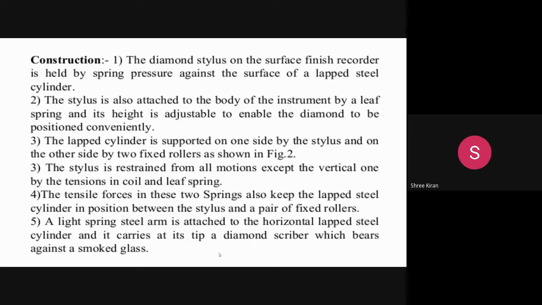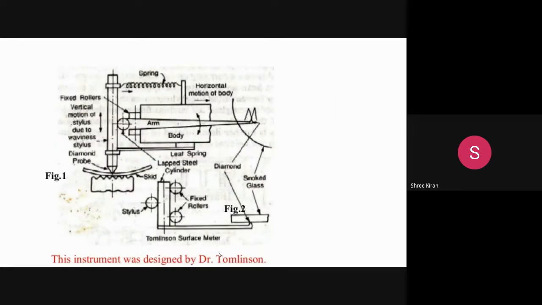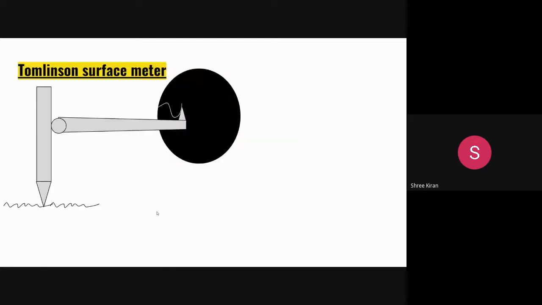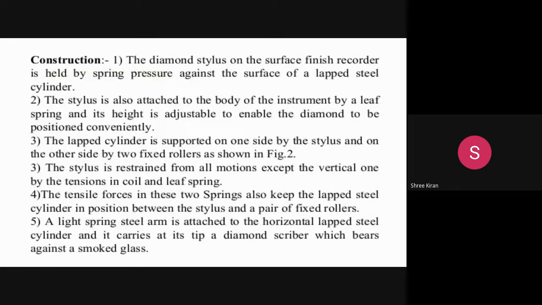Then the lapped cylinder is supported on one side by the stylus and on the other side by the two fixed rollers. See, this is the lap cylinder, two fixed rollers, and one stylus. This is what we say in the construction: the lap cylinder is supported on one side by the stylus and on the other side by two fixed rollers.